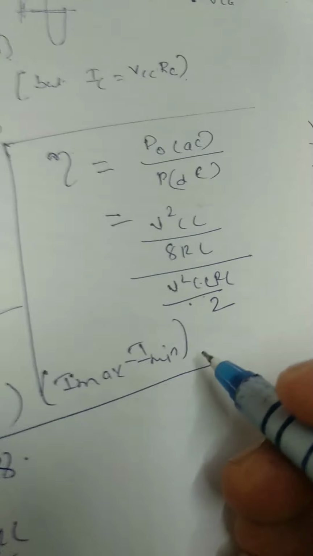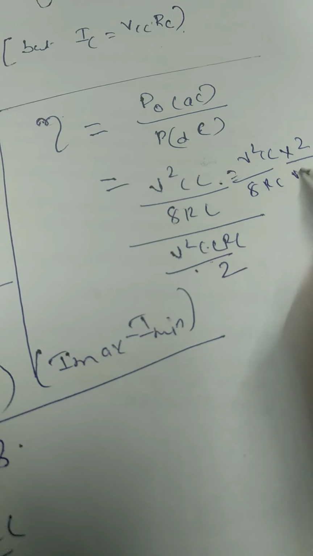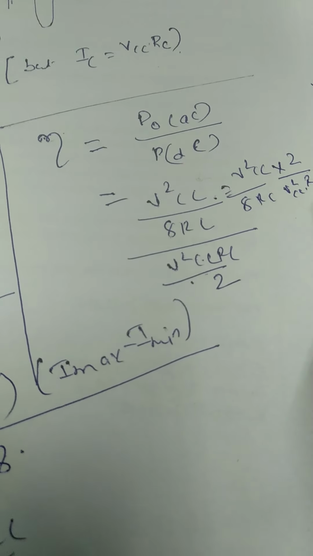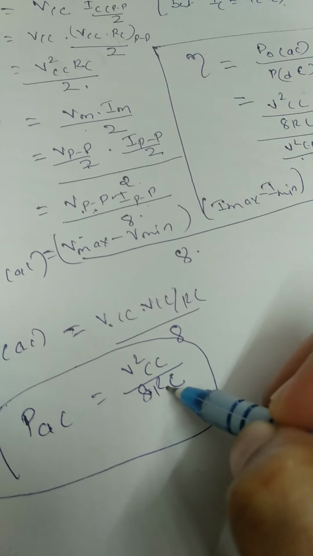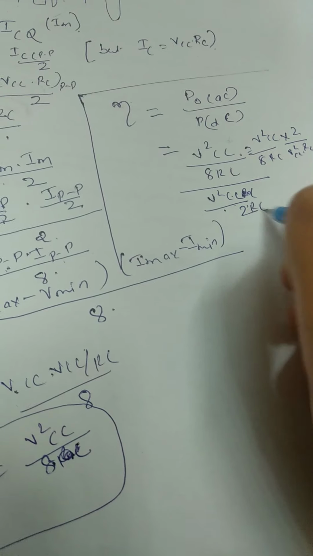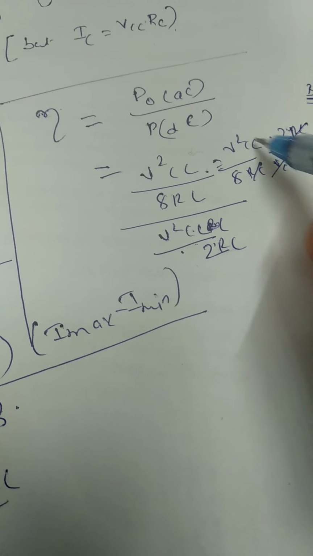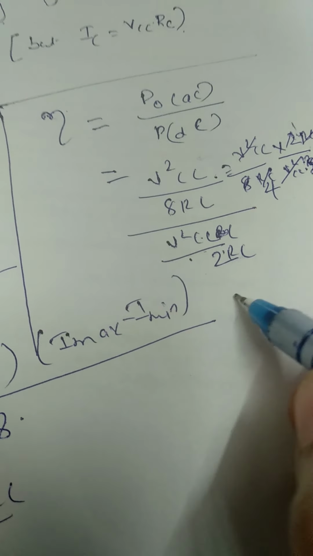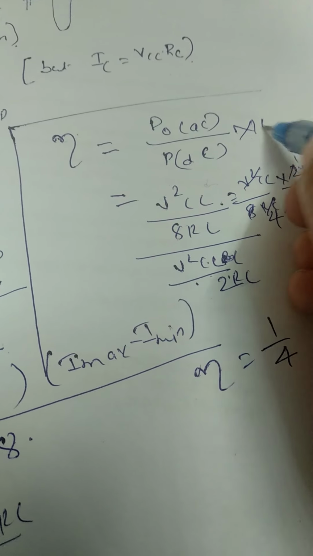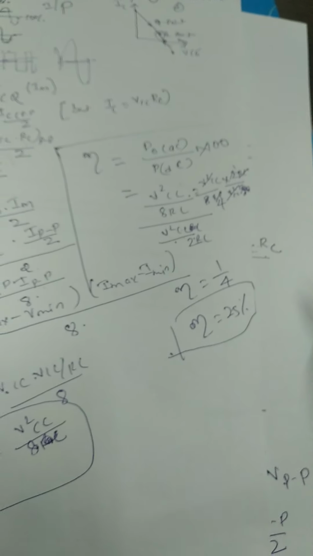So if I solve this, V square CC divided by 8 RC into 2 divided by V square CC into RC. Here I have written wrong. So RC will get cancelled, V square CC will cancel, and we get 1 by 4. So eta is equal to 1 by 4, into 100. Therefore eta is equal to 25%. So class A power amplifier efficiency is 25%.